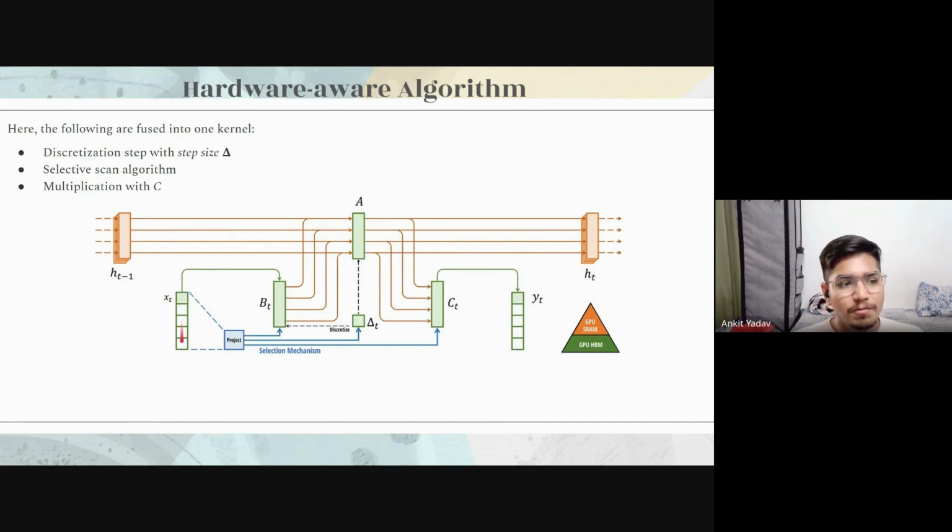These are the learnable parameters, which are chunky parameters, so they keep them in DRAM itself because they are not changing at that pace. This hidden state is changing actually.